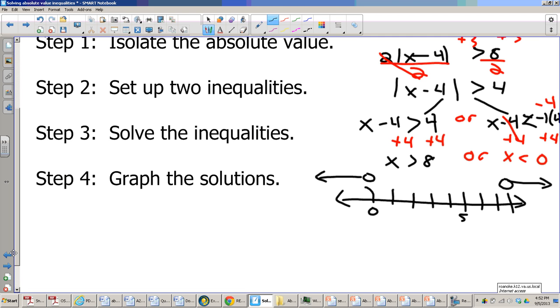Now let's write this in interval notation. Negative infinity to 0, union, 8 to infinity.